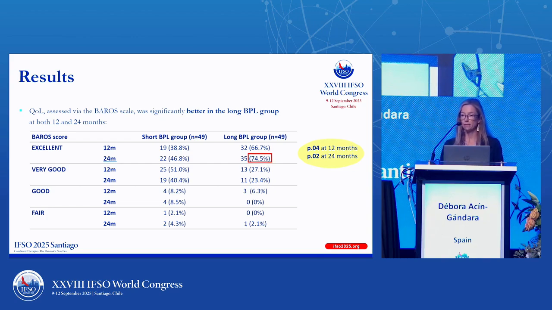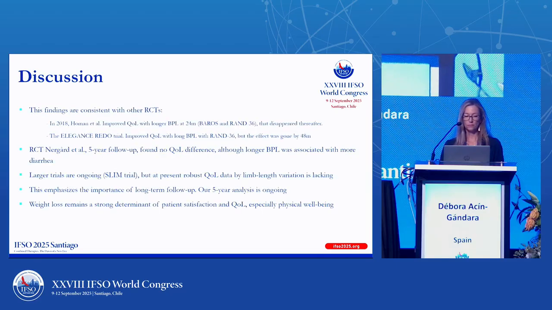74.5% of patients reached an excellent FibroScan score versus 46.8% in the short BPL group. These results were similar at 12 months. These findings are consistent with other randomized controlled trials. For example, in 2018, Homan found improved quality of life with longer BPL at 24 months, with both VAROS and REN36 scales that disappeared thereafter.